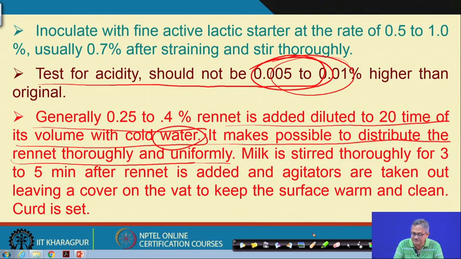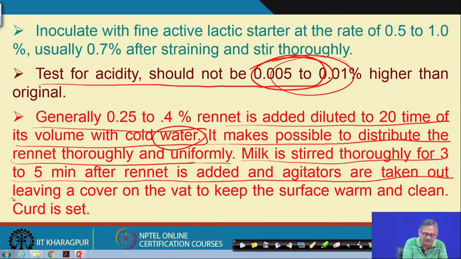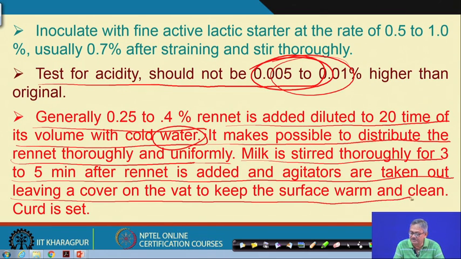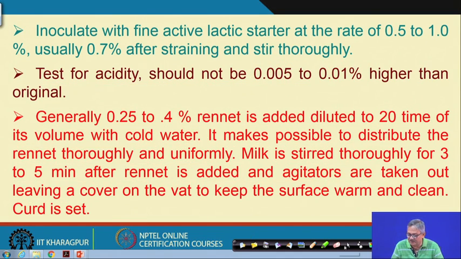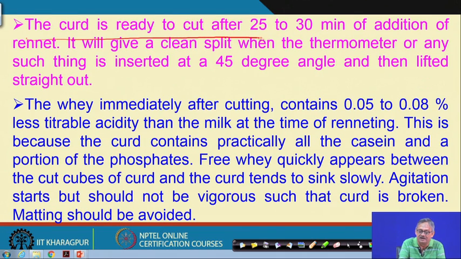You are making culture. So, that is why stirring is also required, so that the organisms are distributed uniformly, and the acid which is produced is also more or less the same all over, right. Now, milk is stirred thoroughly for 3 to 5 minutes after rennet is added, and agitators are taken out, leaving a cover on the vat to keep the surface warm, and clean curd is set. Now, after that, curd is ready to cut after 25 to 30 minutes of addition of the rennet.